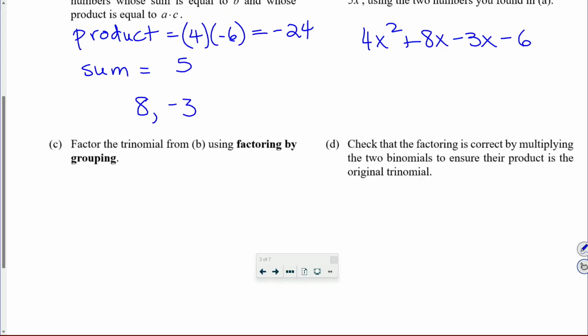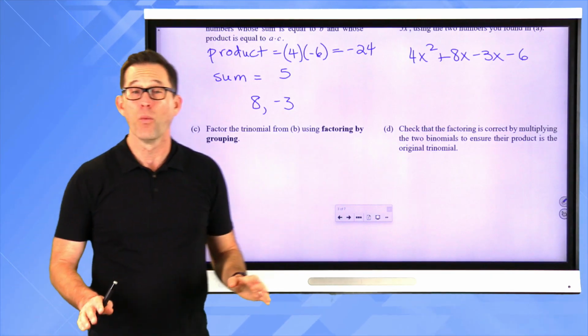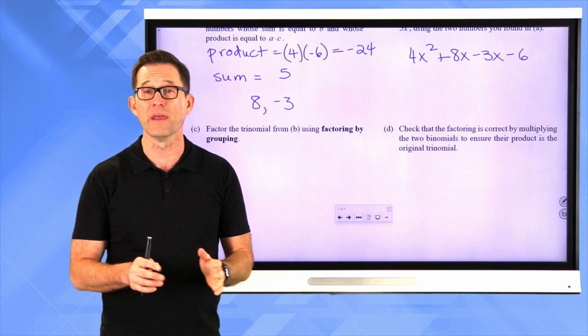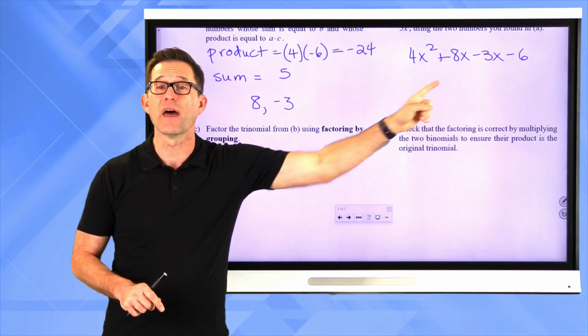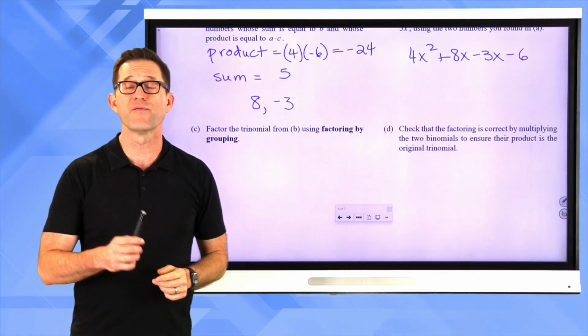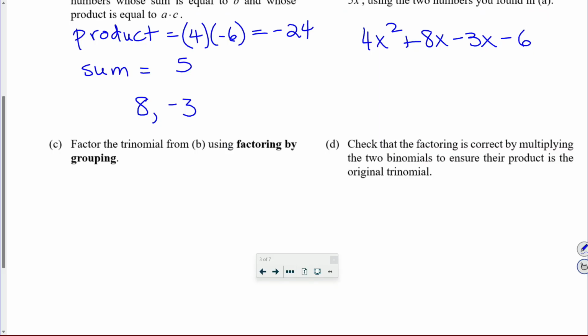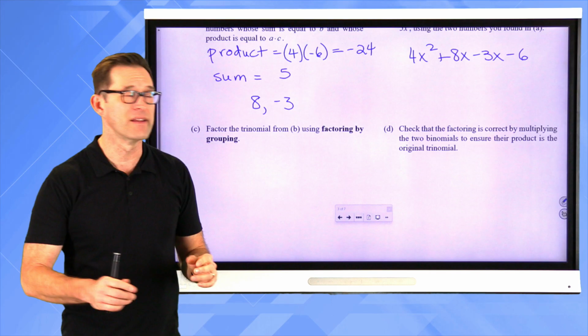Factor the trinomial from B using factoring by grouping. All right, cool. Well, this is almost identical to exercise 1, letter B. So I'd like you to take this thing and factor it by grouping. Pause the video now and go ahead and do that. All right, let's do it.